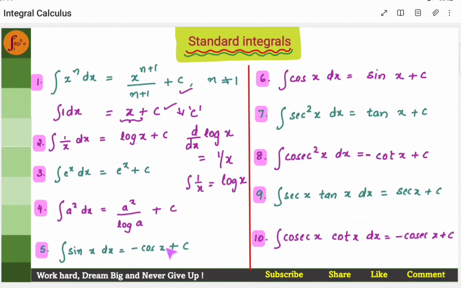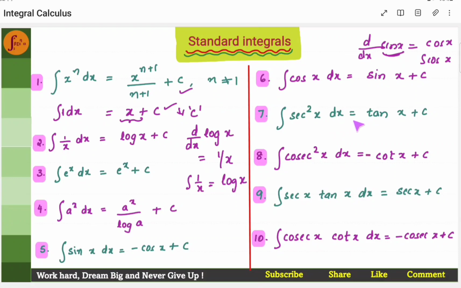Integral of sine x is minus cos x. So if you remember, the derivative of cos x was minus sine x. Here, integral of cos x is sine x. If you remember, the derivative of sine x is cos x. Now, integral of cos x is sine x, so you should get the function back.